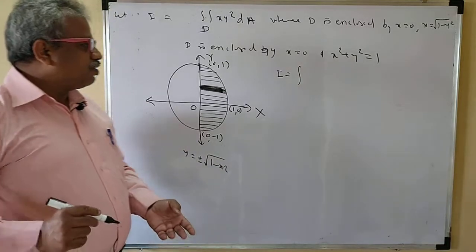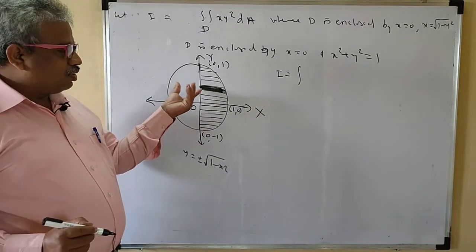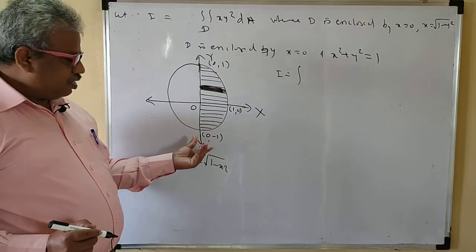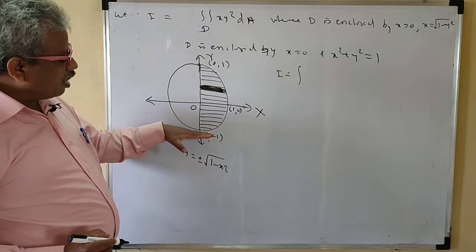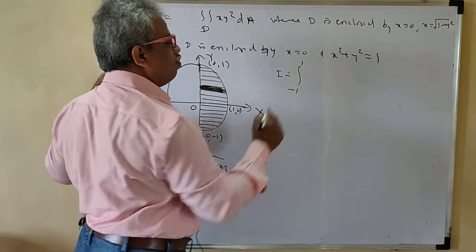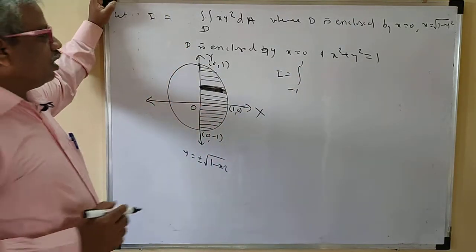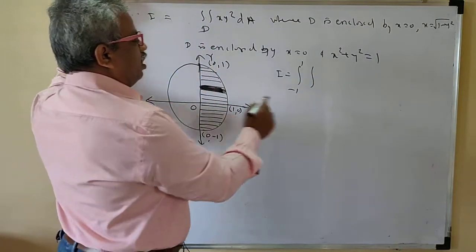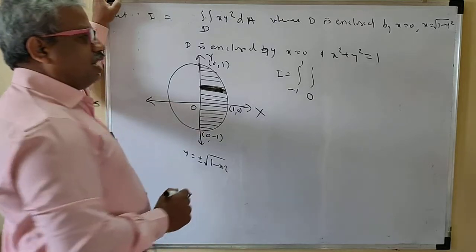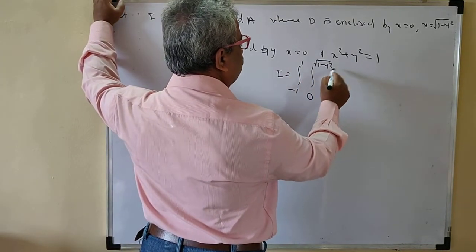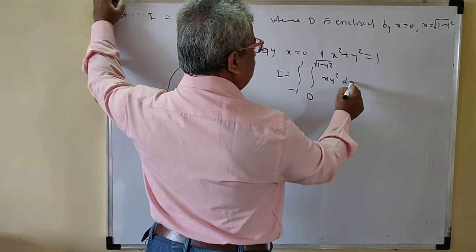Now see the limits of y. Where our strip is parallel to x-axis, that means we have to write the limits of y first. So y starts from minus 1 to 1. Then x from the left curve is 0, and x from the right curve is root of 1 minus y square. x y square dx dy.